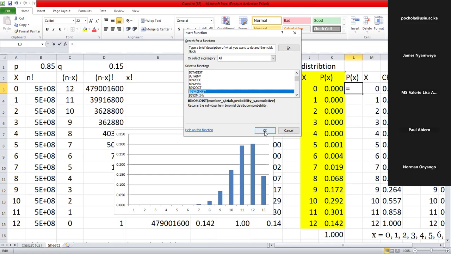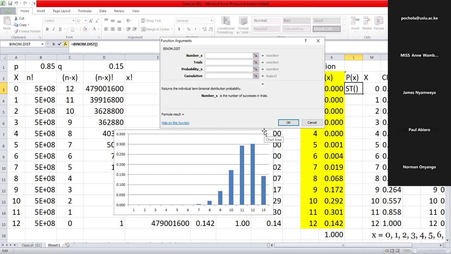Are you seeing that, please? You see that? Then I click OK here. I get a dialog box. Read the dialog box. I need to fill this dialog box here. So I click here, and when I click here, read below where I'm pointing. It tells you what should be there.